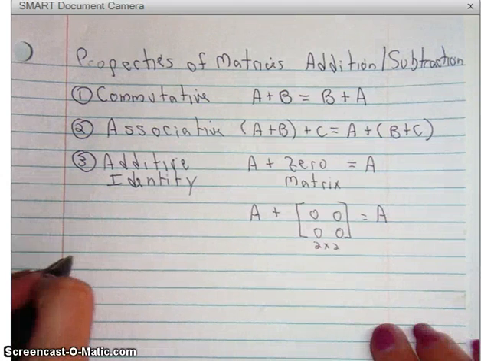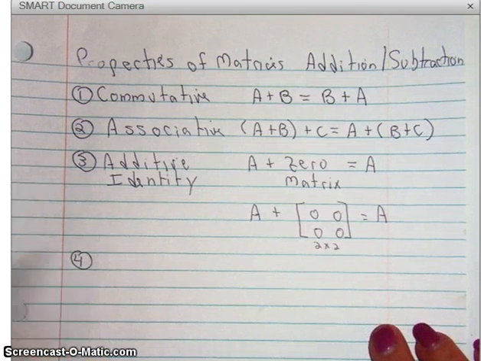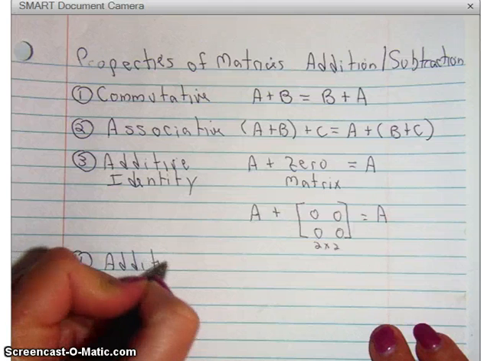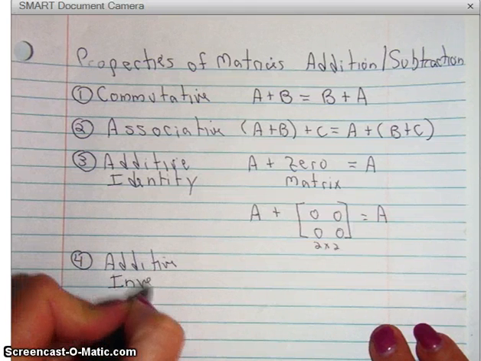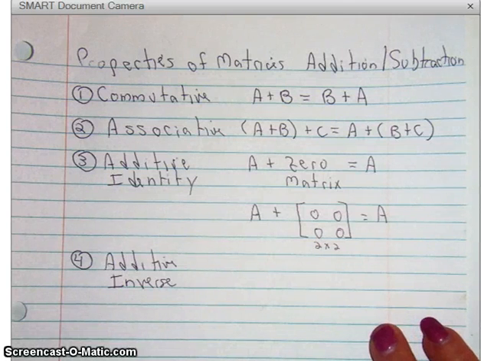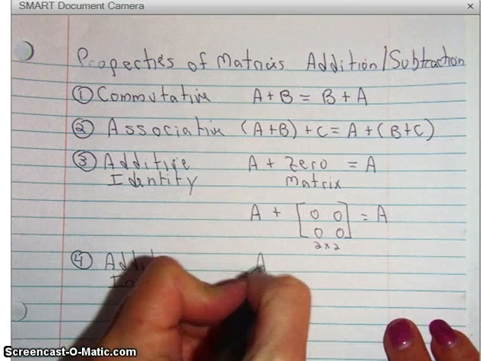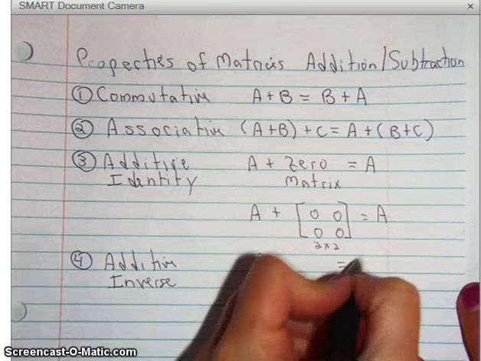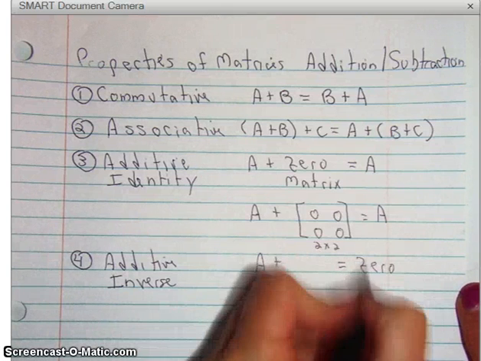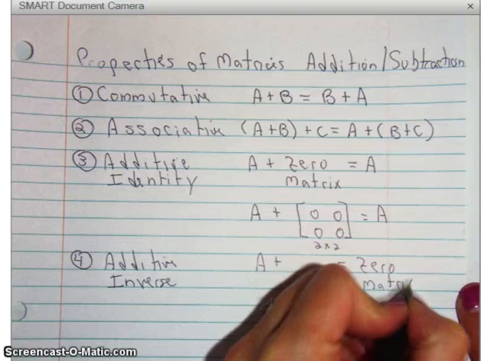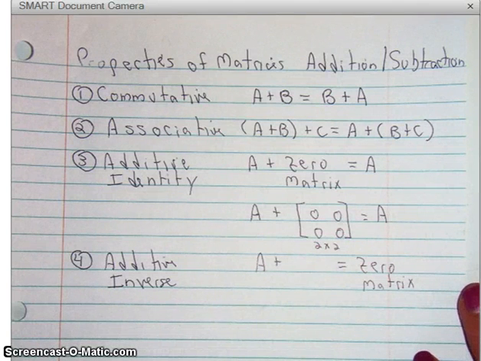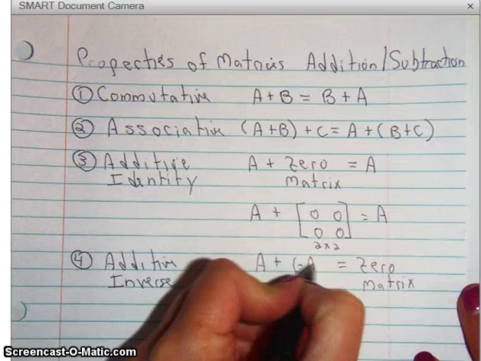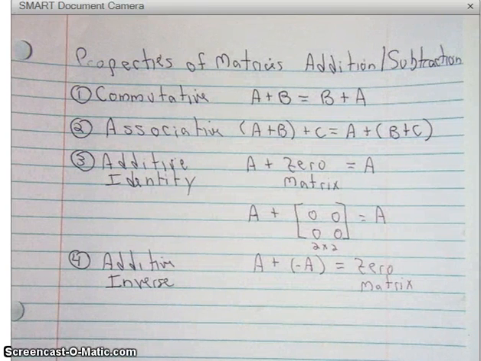All right, awesome. Last one is additive inverse. Which would say A plus something will give you the 0 matrix. Very good. So the opposite of A? Yep. So A plus the opposite of A will give you the zero matrix. Excellent.